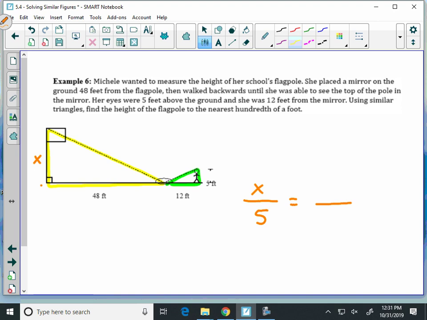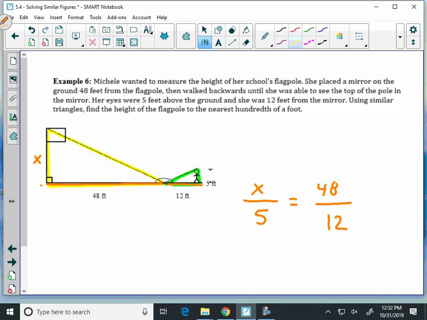What's the only other number? Again, we have to go back to the big triangle. What's the only other number in the big triangle? 48, right? 48 is the ground from the pole to the mirror. So you're going to use that same part in the little green triangle. What's the distance from the person to the mirror? 12.